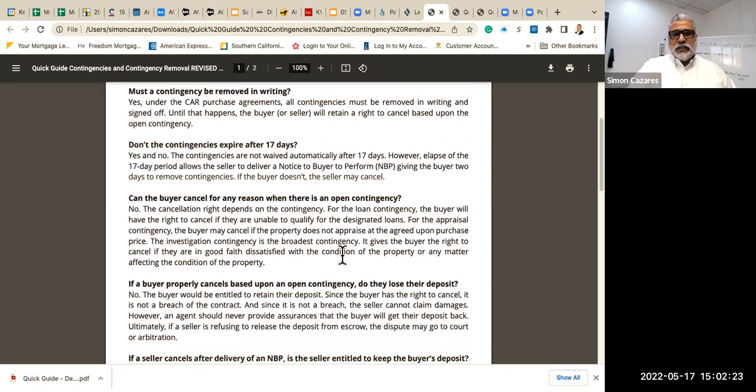Does the contingency expire after 17 days? Yes and no. The contingencies are not waived automatically, folks. After the 17-day period has elapsed, however, the seller may deliver the notice to perform, giving the buyer 2 days to remove the contingency. Here it is. Contingencies are not automatically released, meaning that if on the 17th day it falls off, it has to be in writing. The buyer, per the contract, has to be the one releasing.